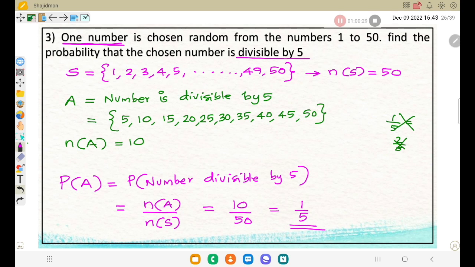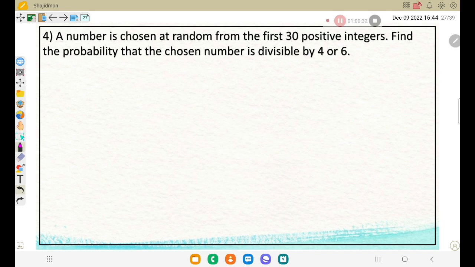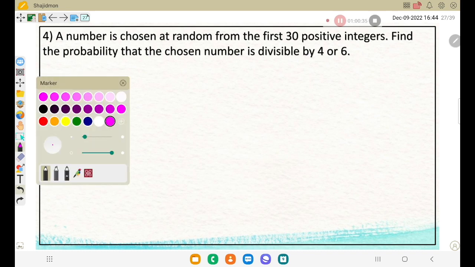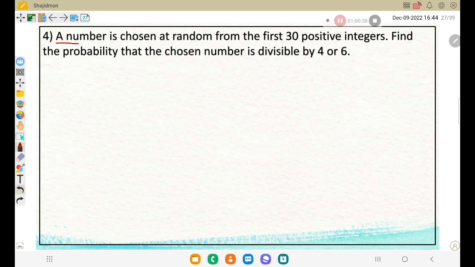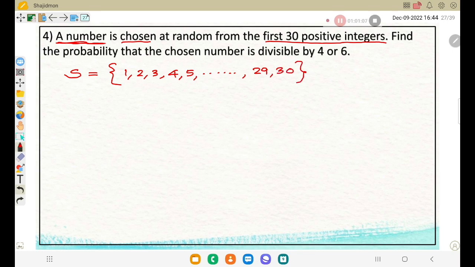Now let me go to the fourth question. Almost the same model question. A number, just underline that word, one number. A number is chosen at random from the first 30 positive integers. What are the first 30 positive integers? Sample space S equals the positive numbers from 1 to 30: 1, 2, 3, 4, 5, 6, 7, up to 29, 30, correct? First 30 positive integers, numbers 1 to 30. Now, what is the question?